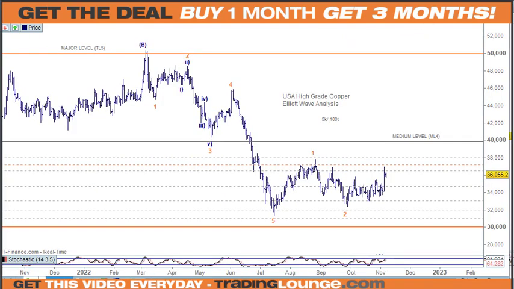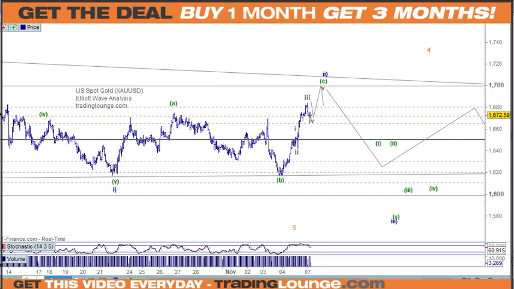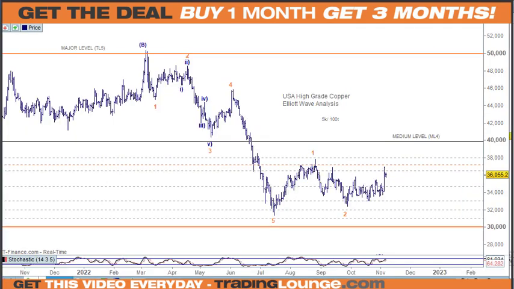I'm just going to put my gold chart back. I don't know why I put it over there. It's normally where I put my stock chart, so it's just an old habit.